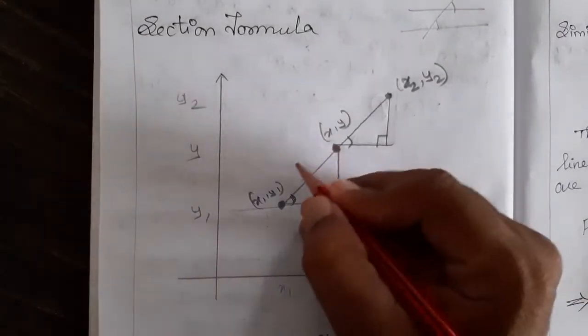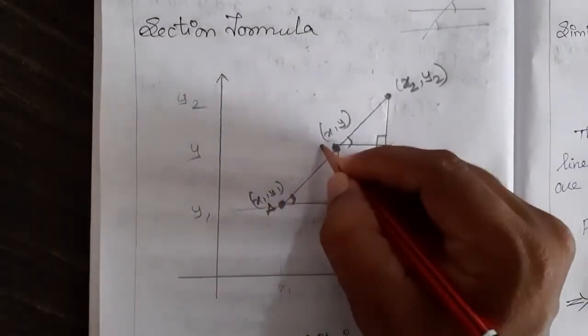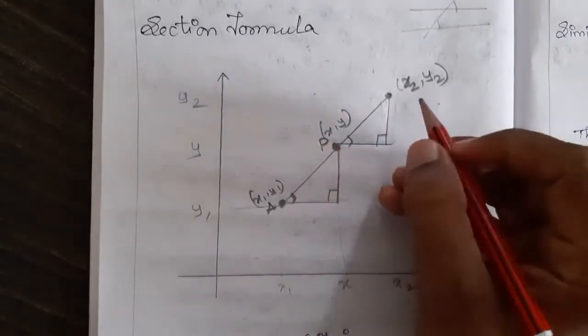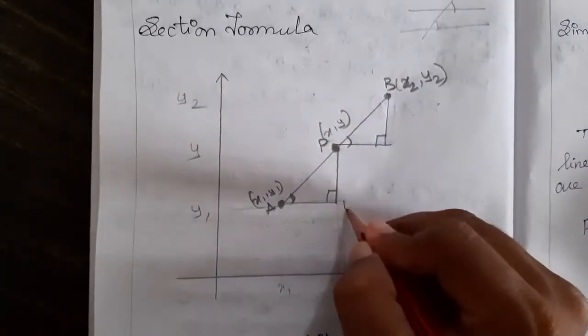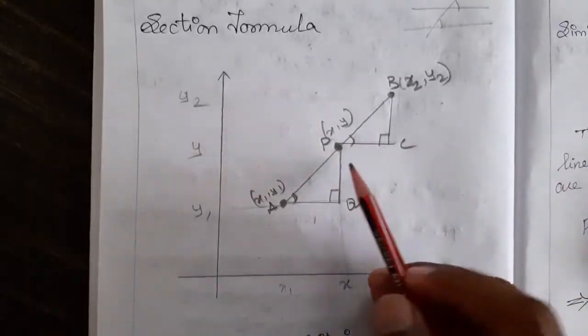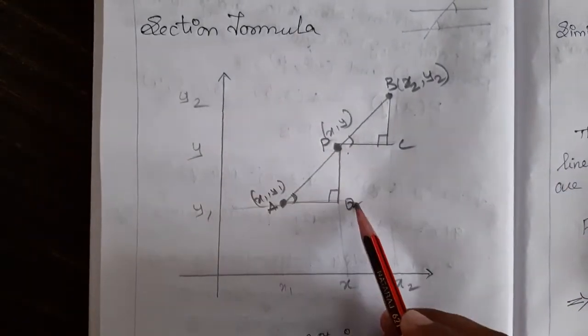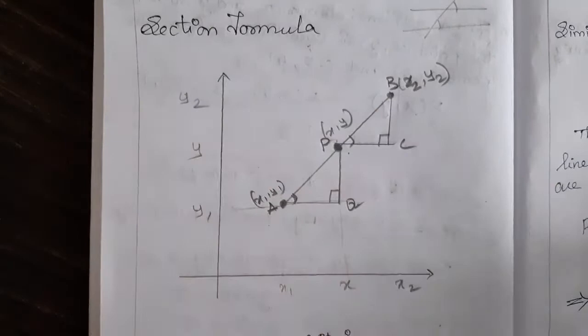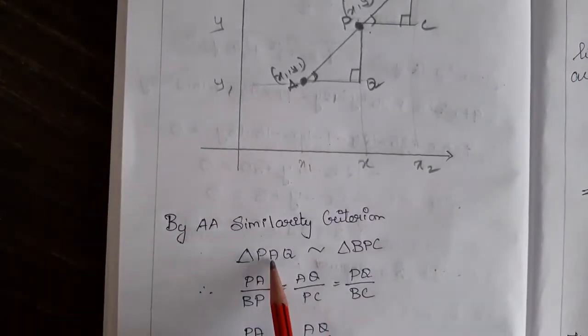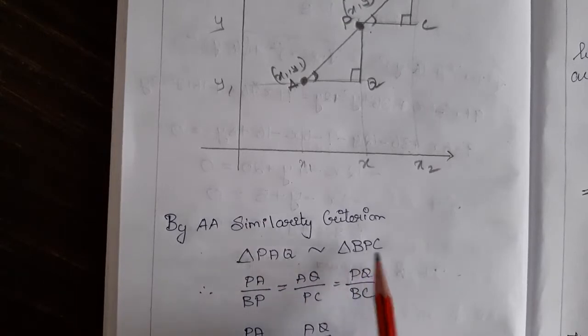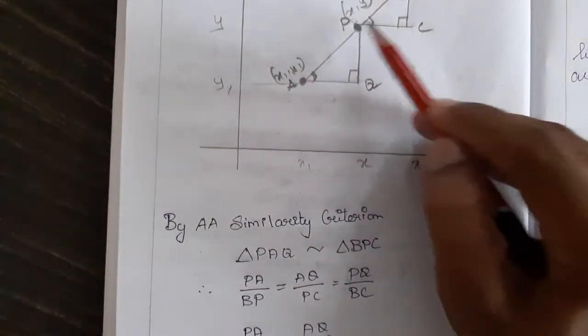So let me name this as A, this point as P, and this point as B, and this as Q and C. So triangle APQ is similar to triangle PBC, right? So that's what I have written here. Triangle PAQ is similar to triangle BPC, PAQ and BPC, right?